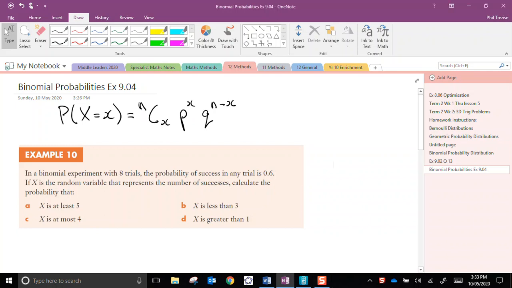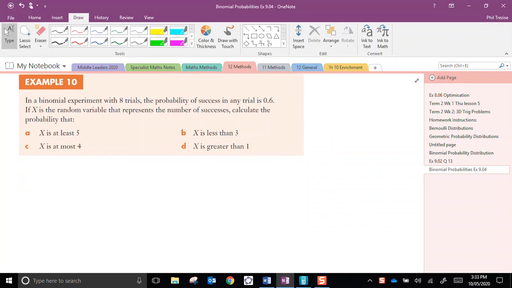So when we have an example like this one, let's see how we go. We have 8 trials, so let's make a note straight away in our working that N equals 8. The chance of success is 0.6. Now straight away we could put down that Q, the chance of failure, is 0.4. Remember, P plus Q must equal 1. X is a random variable that represents the number of successes, just as it needs to be defined. Calculate the probability that X is at least 5.